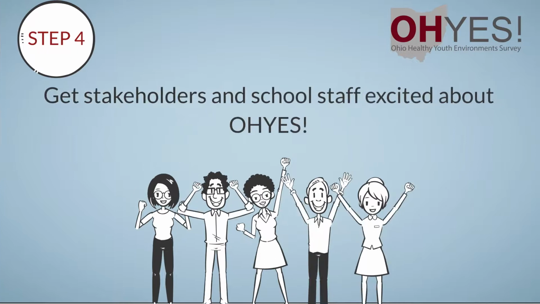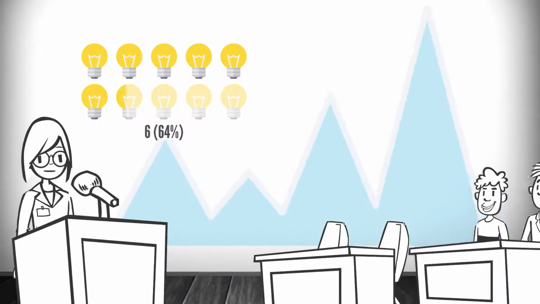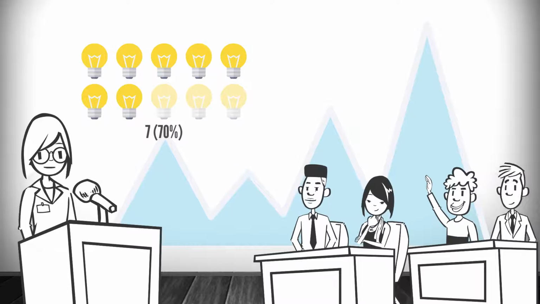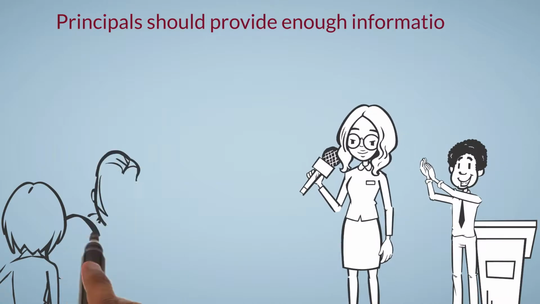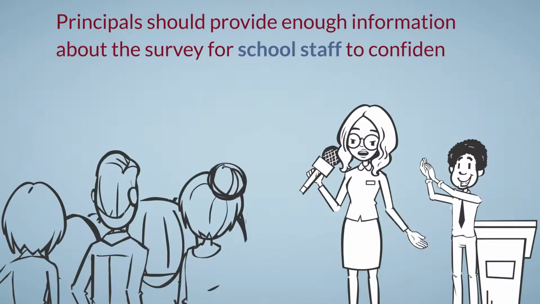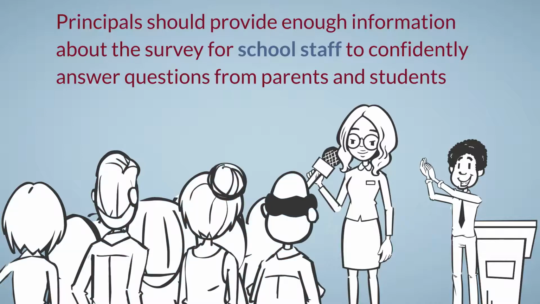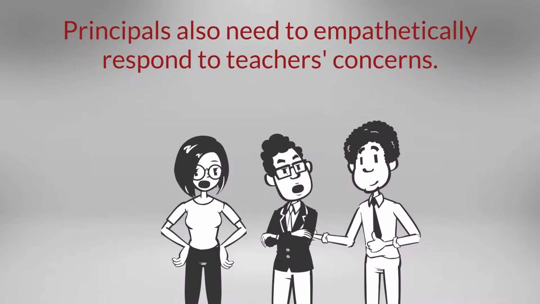Step 4. Get stakeholders and school staff excited about OHYES. The school principal will be responsible for communicating the survey's importance to teachers, board members, and others. Principals should provide enough information about the survey for school staff to confidently answer questions from parents and students. Principals also need to empathetically respond to teachers' concerns.